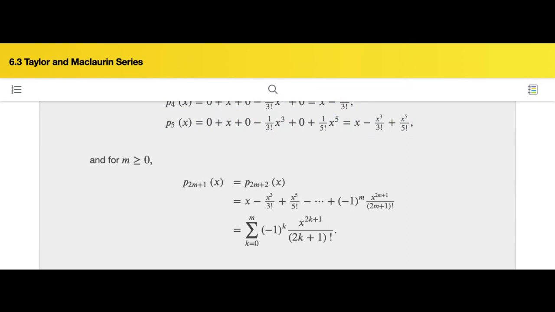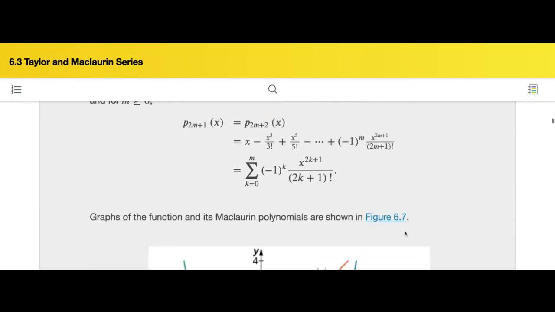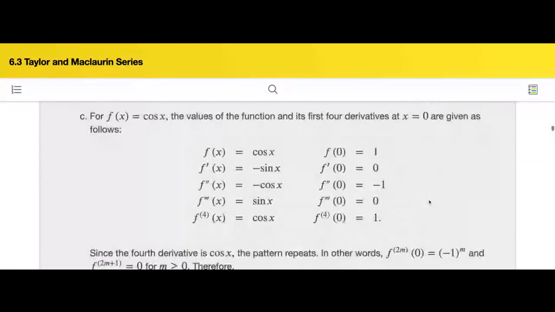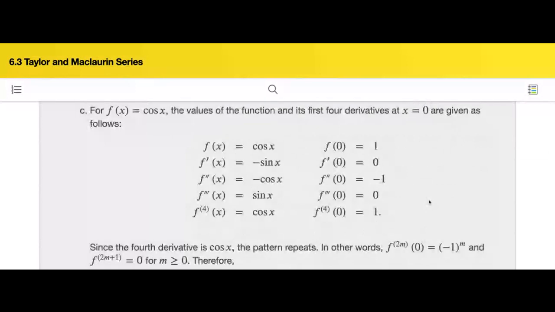Now let's see cosine. We know cosine is just a 90 degree shifting of sine, a horizontal shifting of sine. So we can always graph all those. For cosine, we do the same thing.